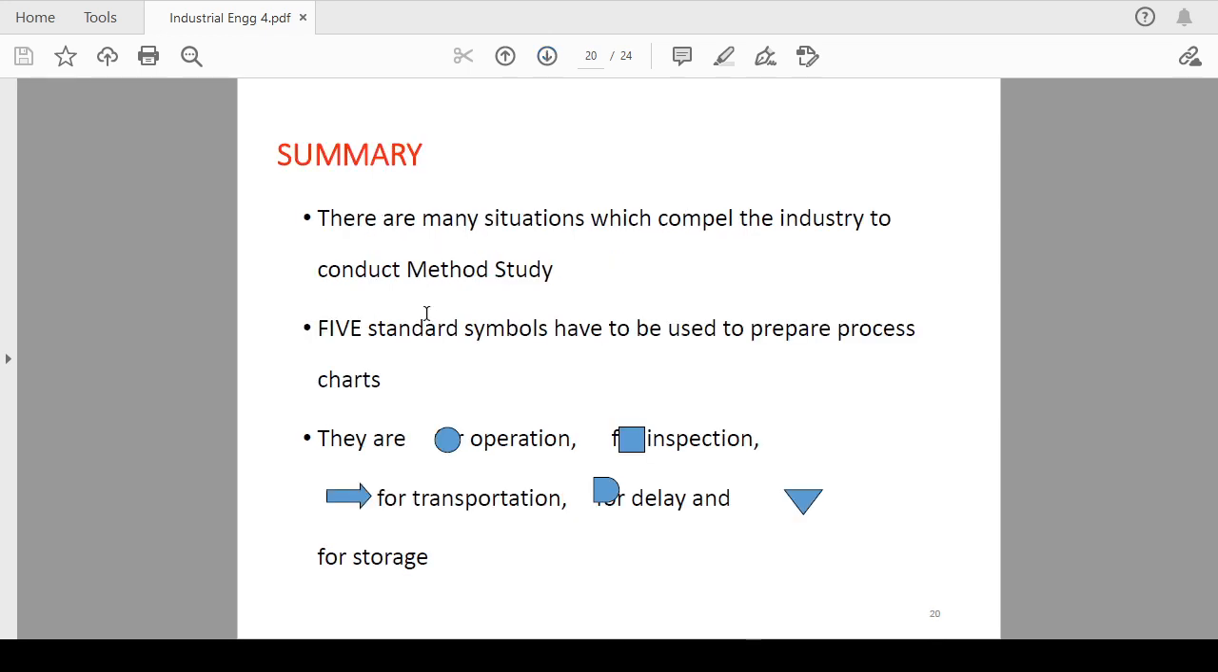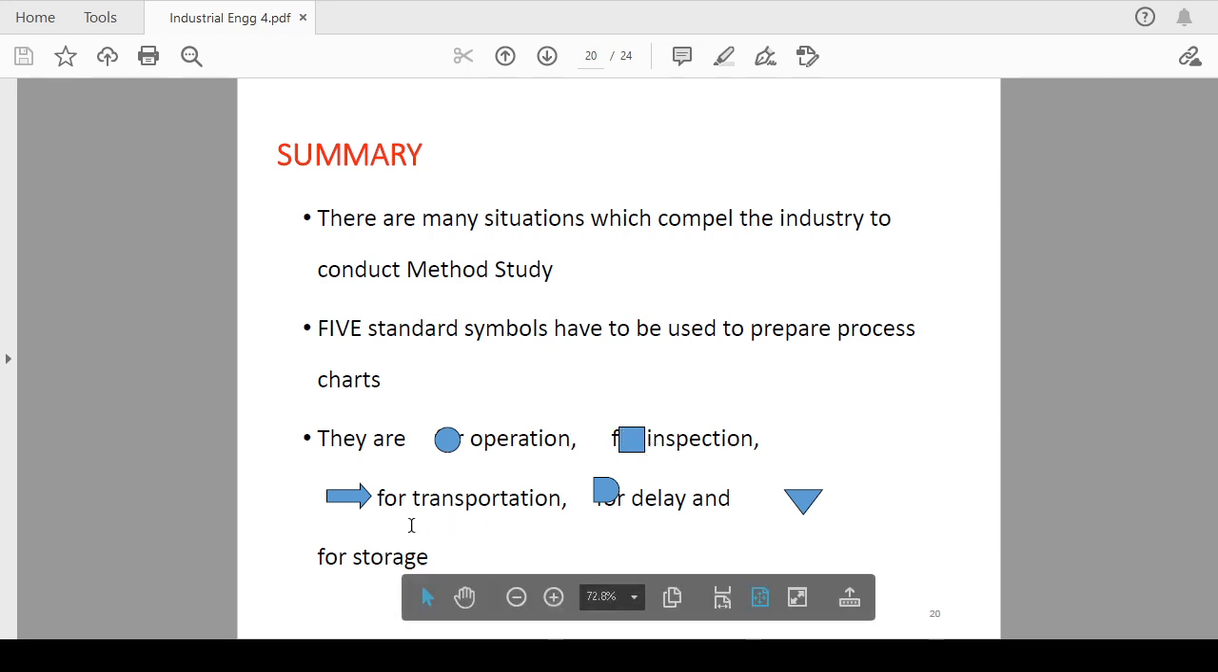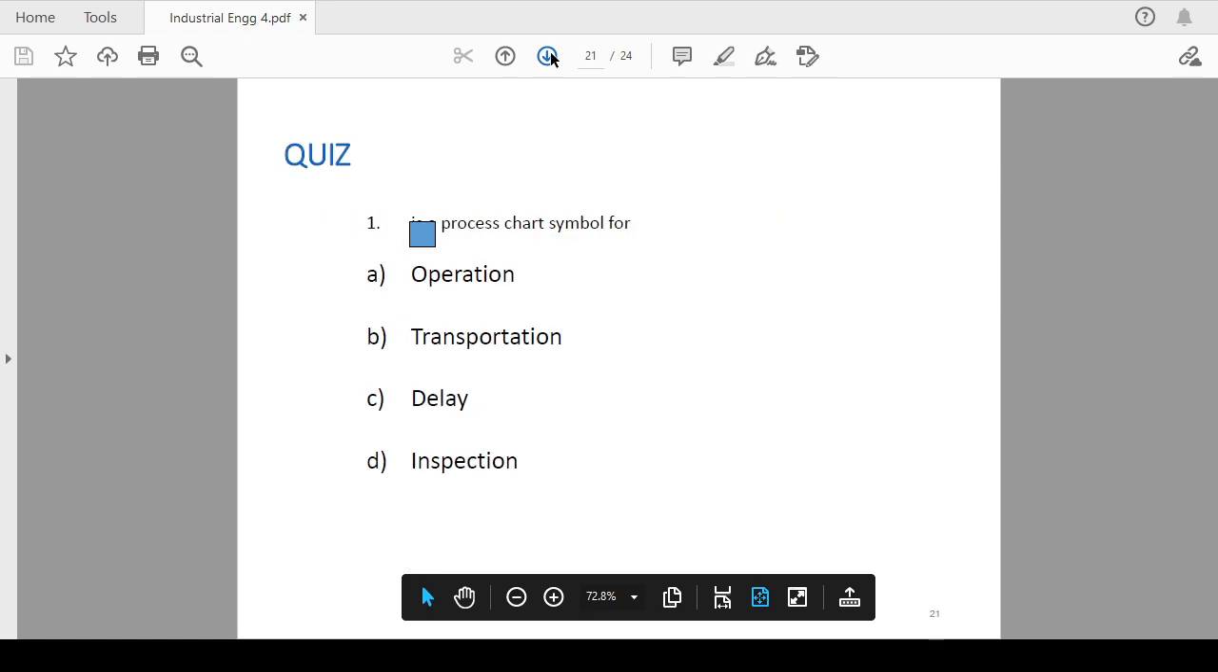Okay, so if we summarize that, there are many situations which compel the industry to conduct method study, which we have seen in the previous session. In today's session, we have seen that 5 standard symbols have to be used to prepare the process chart. They are circle for the operation, square for the inspection, arrow for the transportation, D for the delay, and inverted triangle for the storage. Okay, so in this way we can summarize, and in the upcoming session we will see how you can prepare.